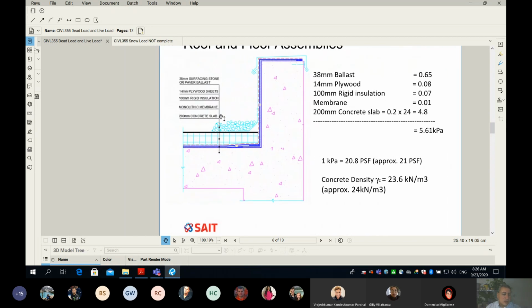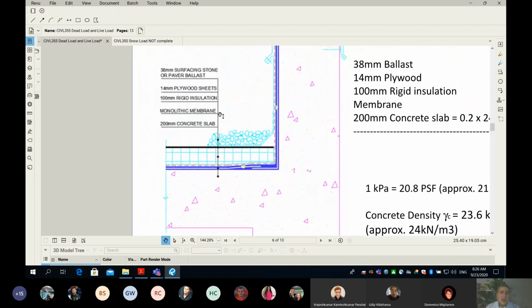So guys, I'm going to zoom in. You can see this picture here. It tells you all the components of the assembly. We have a 200 millimeter reinforced concrete slab, membrane, 100 millimeter rigid insulation, and then 14 millimeter plywood sheeting, and then finally 38 millimeter of surfacing stone or paver ballast.